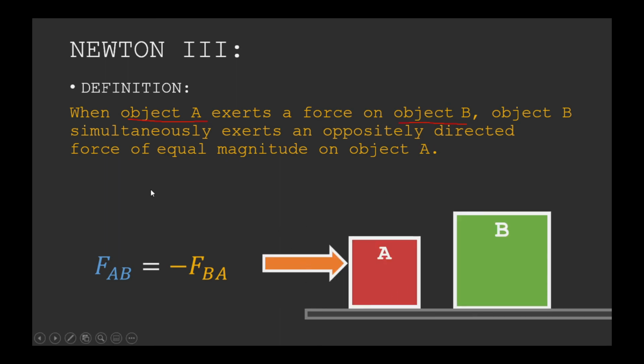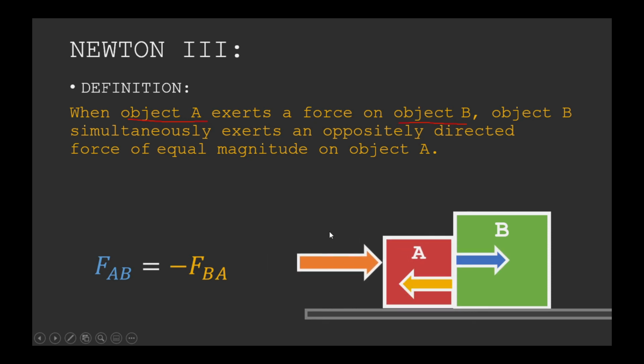So let's look at our little animation now. We've got object A and object B. Object A is going to have a force applied to it, and we're going to see what the result of that will be. So, we apply our force A onto object B. Now what we can see at this point is A is applying a force forward to object B, and object B is going to apply a force back onto object A.